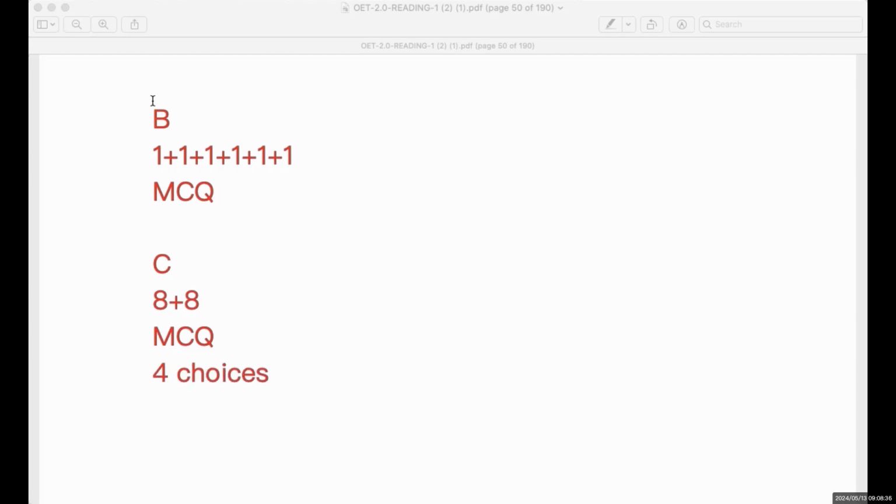And B part, you have 3 choices. That's the difference. In listening, what happens is B has 3 choices and C also has three choices. But here it's different. B will have 3 choices, similar to that of the listening, and C will have 4 choices. Okay.